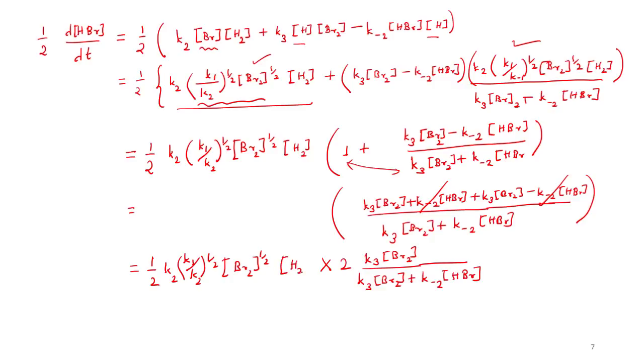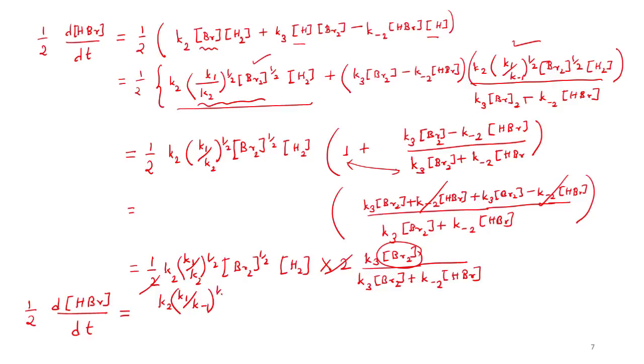You can see that we are almost close here. So the rate of the reaction, this half and half will cancel, and what we see here, we can actually divide the numerator and the denominator by Br2. So we can just rewrite it. So what we got, half dHBr/dt is, let us just arrange the constants, which is k2, k1 by k minus 1 to the power half.